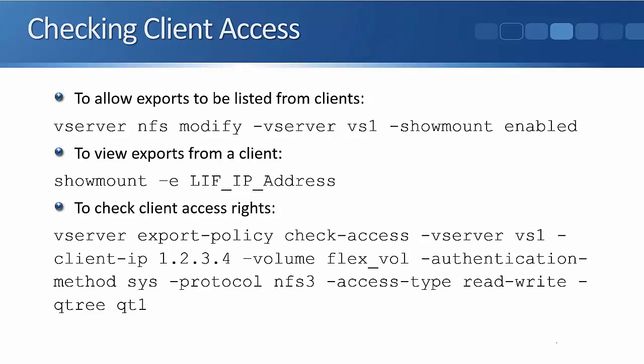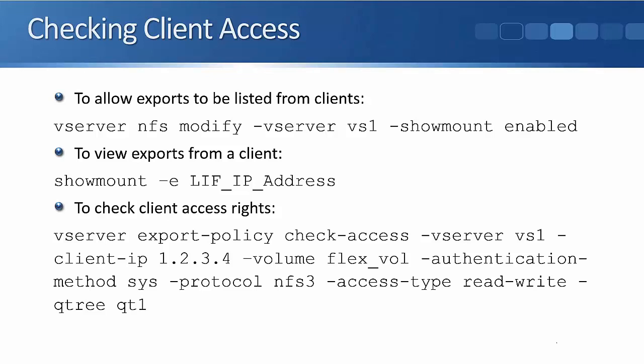By default, you cannot list all of the exports that are available on the NetApp system from clients. You can mount them, but you need to know the name of the export to get there. If you want your clients to be able to list the exports that are available, then on the NetApp system, use the command vserver nfs modify, then the name of your vserver and showmount enabled. Then from your client, you can enter the command showmount -e and then the IP address or hostname of the LIF, and you will see all of the exports that are available on that system.